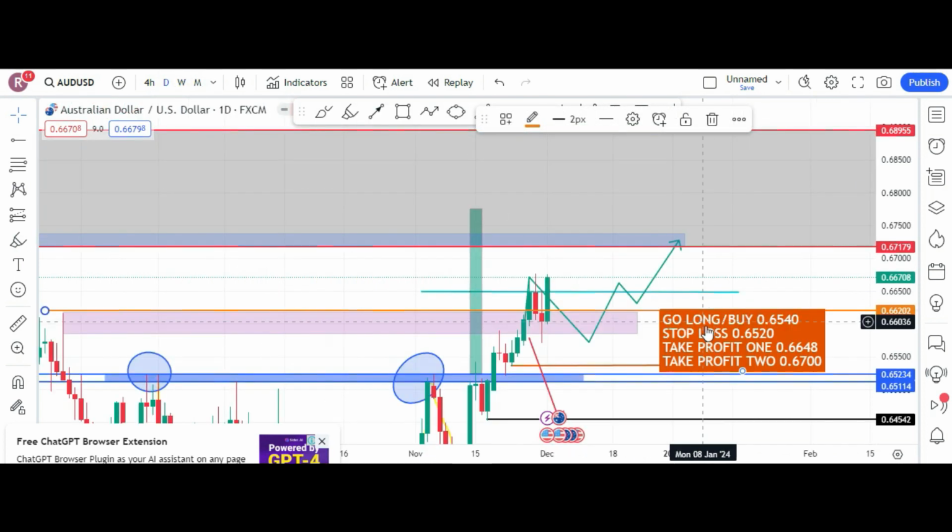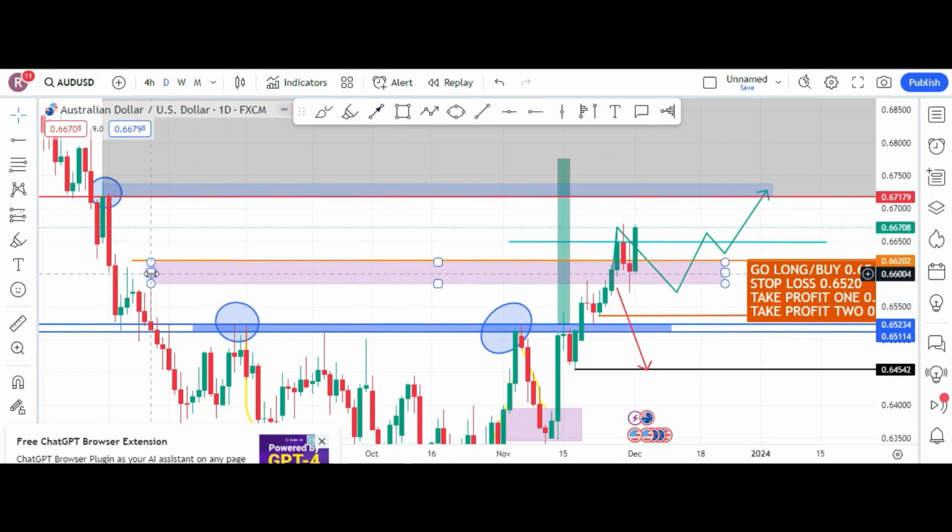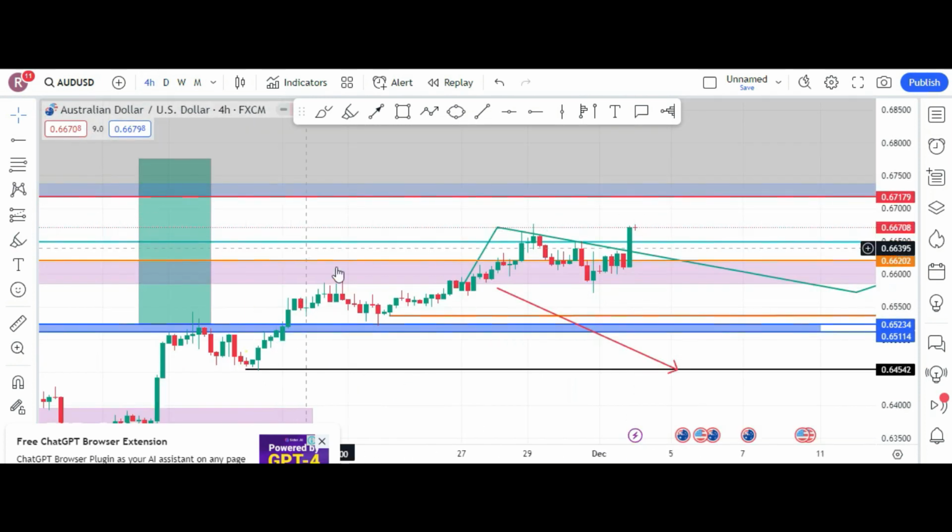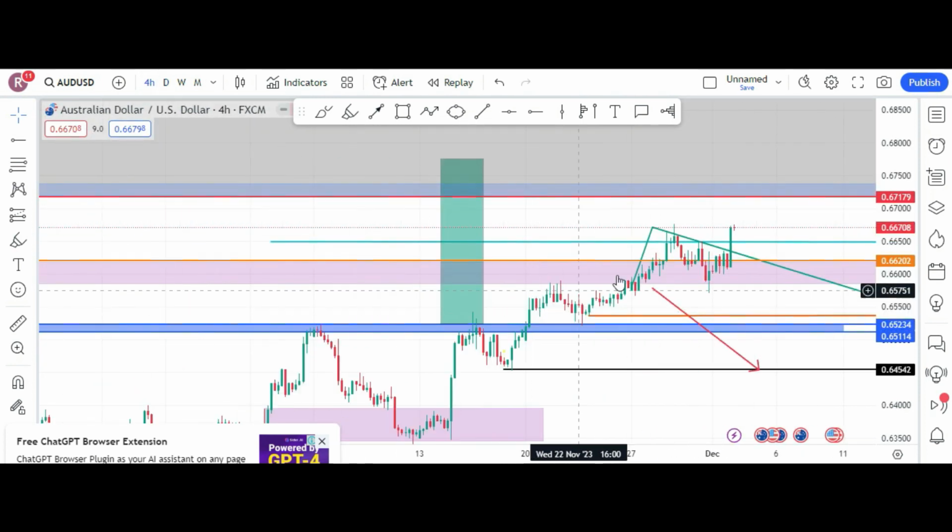So let's go to here, and this is the structure where it has broken the weekly structure. In 4 hours there was a possible double top here. If we go there, you can see this is a 4-hour double top. It was taken out first, came back, and retested the area.